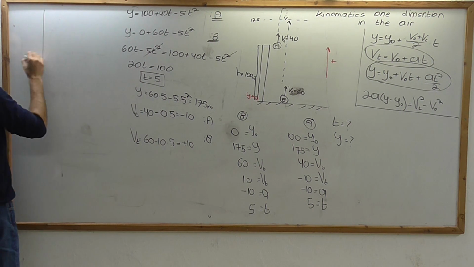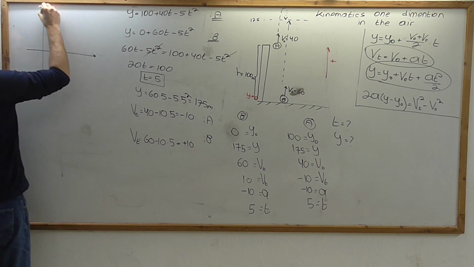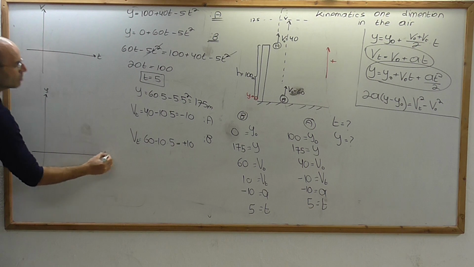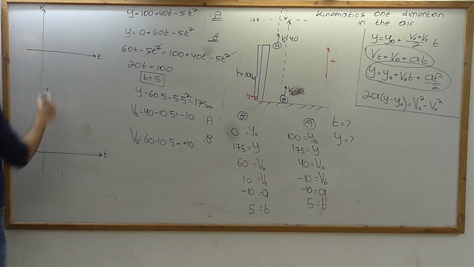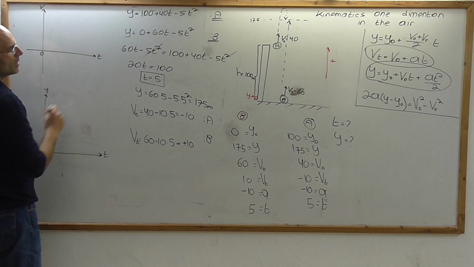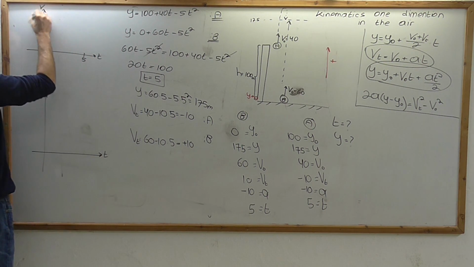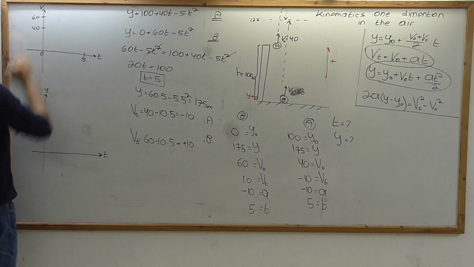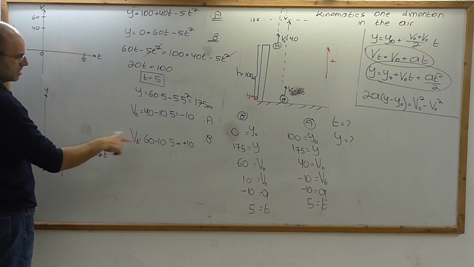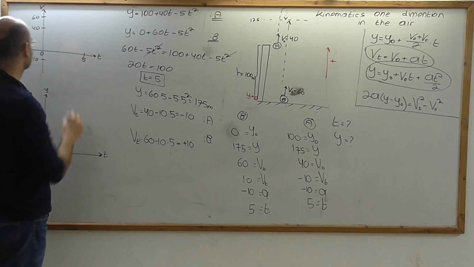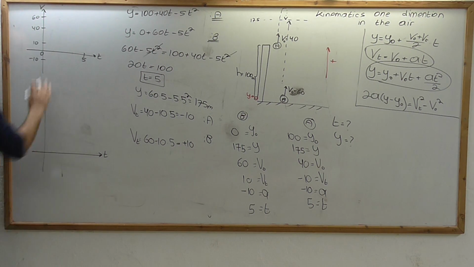Okay, let's do V over T for both of them, and then Y over T for both of them. Let's start with V. We had T0, we had T5. The velocities, we had 60, we had 40, what else did we have? Minus 10 somewhere, minus 10, and plus 10. Okay.